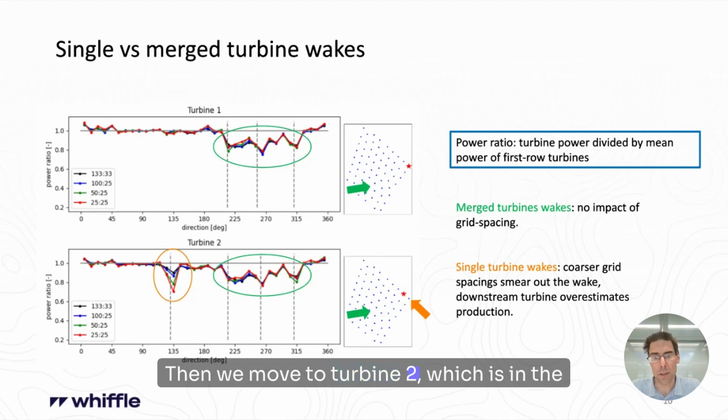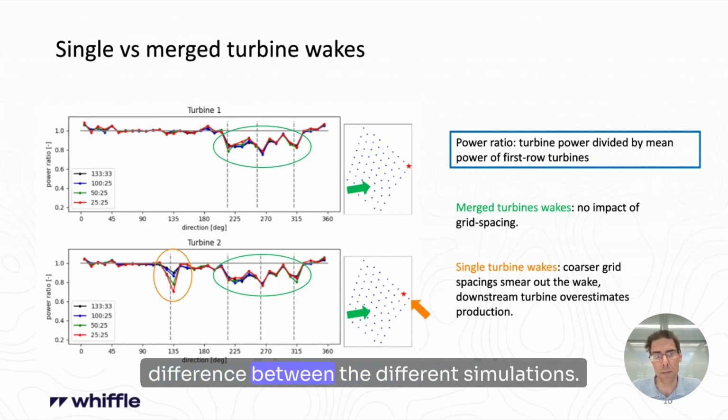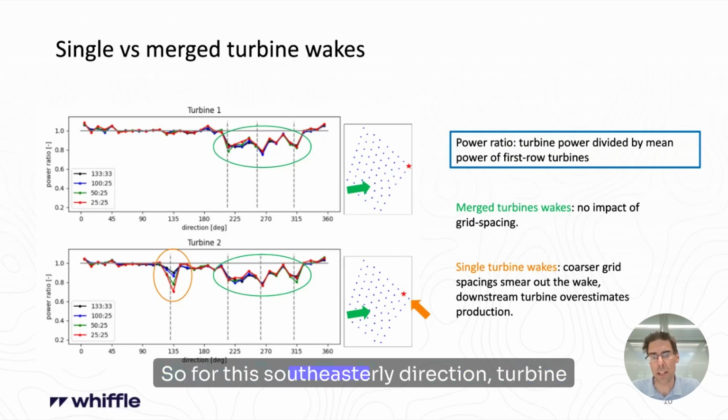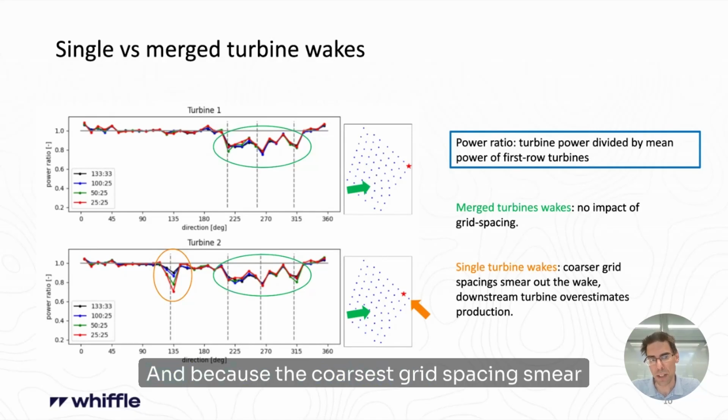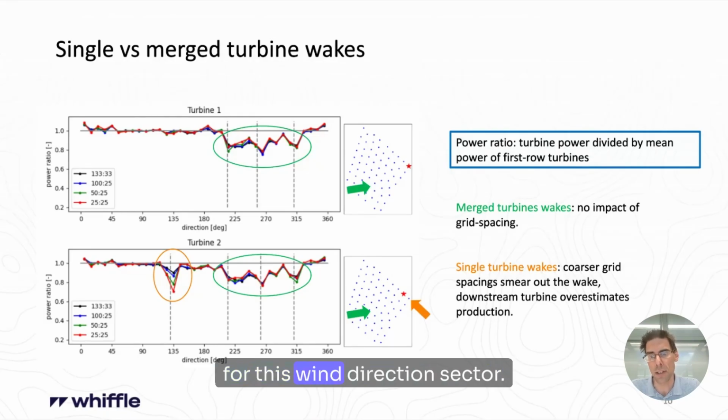Then we move to turbine 2, which is in the lower panel, and there we see something interesting. The pattern looks quite similar to that of turbine 1, but for southeasterly direction we see quite a big difference between the different simulations. For this southeasterly direction, turbine 2 is waked by just one single upstream turbine. And because the coarsest grid spacing smears out the wake of this single upstream turbine, it overestimates the production of turbine 2 for this wind direction sector.